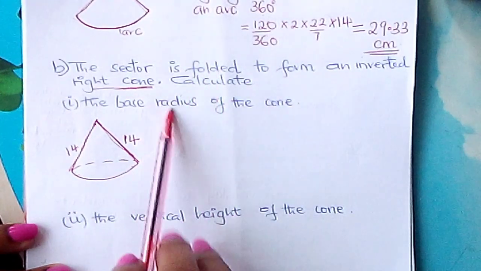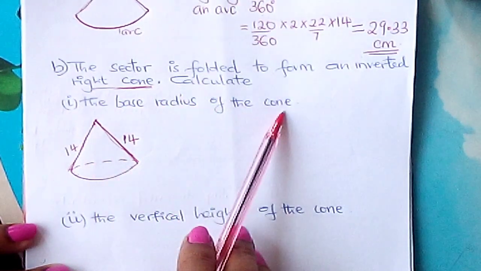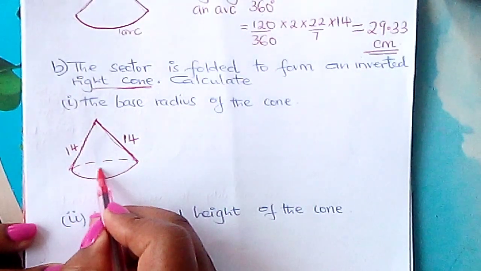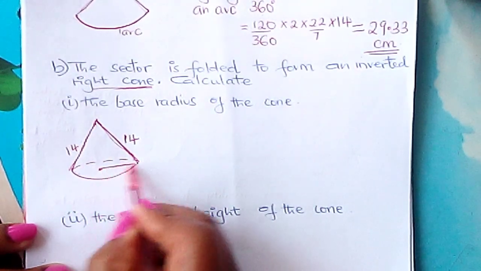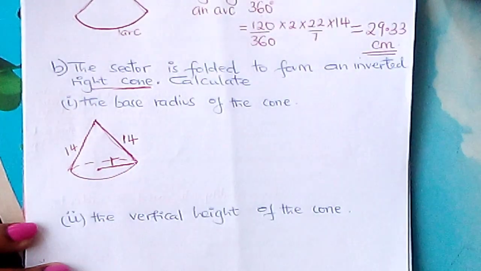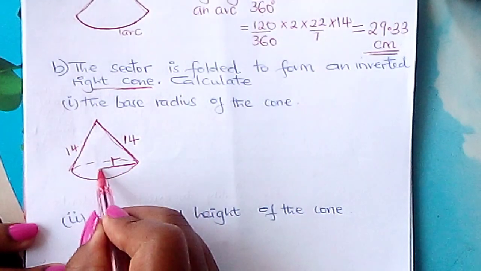What are we asked now? Calculate the base radius of the cone. I want to fix the radius here. This is the radius of our cone. Call it R. So, learner, how do we get this radius?